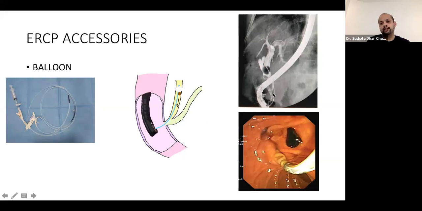Now, when we have, like in this scenario, multiple stones, we start off with the distal-most stone, and as we progress, we move to the more proximal stones. This is done so as to prevent all the stones from impacting at the distal end. If you start off with the proximal stone, we will end up impacting all the stones in the distal common bile duct.